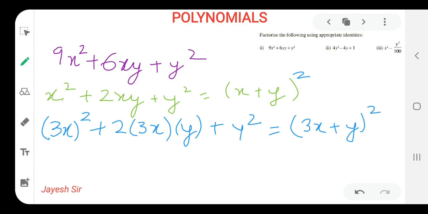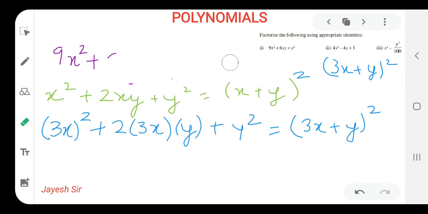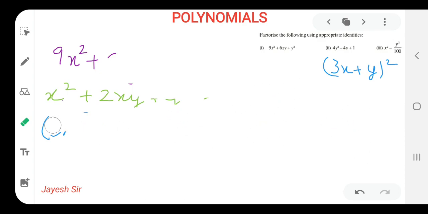If you are a little bit confused about how this answer came, we'll do the reverse process as we have already done in our previous video. So this is the answer that we have obtained. I am writing it over here so that we don't forget: 3x plus y the whole square was the answer that we have got. Let's check whether the answer is correct or not.